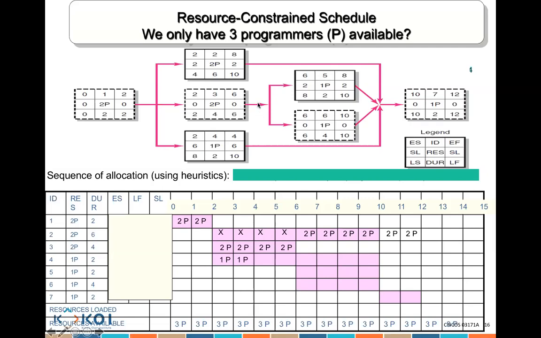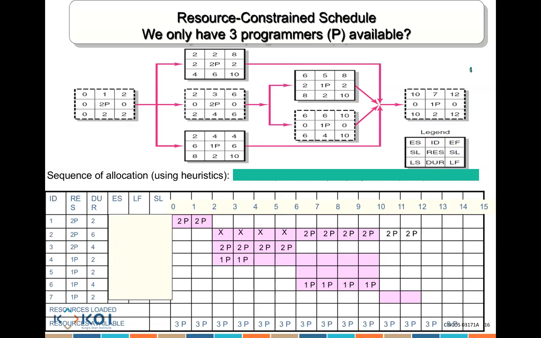So then I can allocate here. When does activity 6 start? Day 6 to day 10. That's 1 person. Does that make sense? Yes, sir. Now, what do I do after activity 6? Start activity 5.